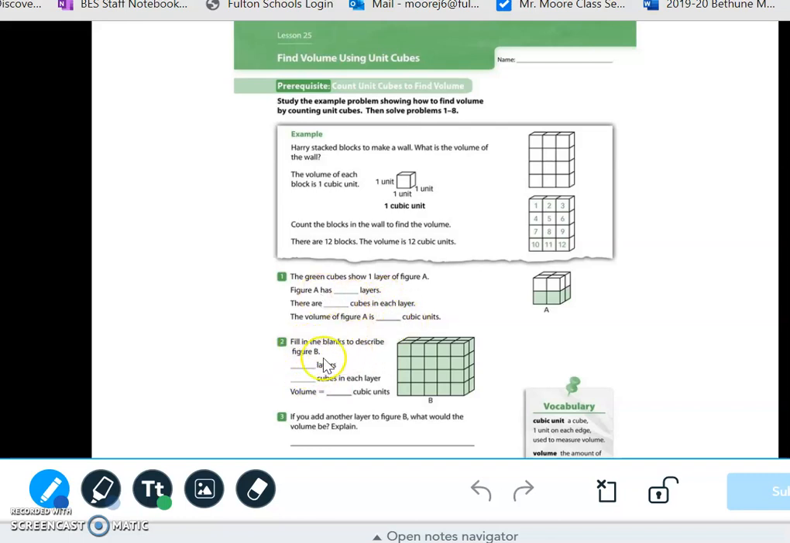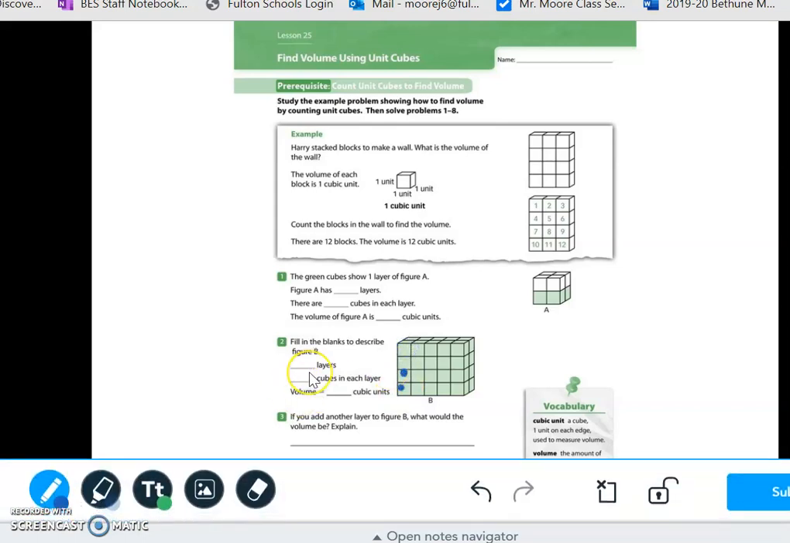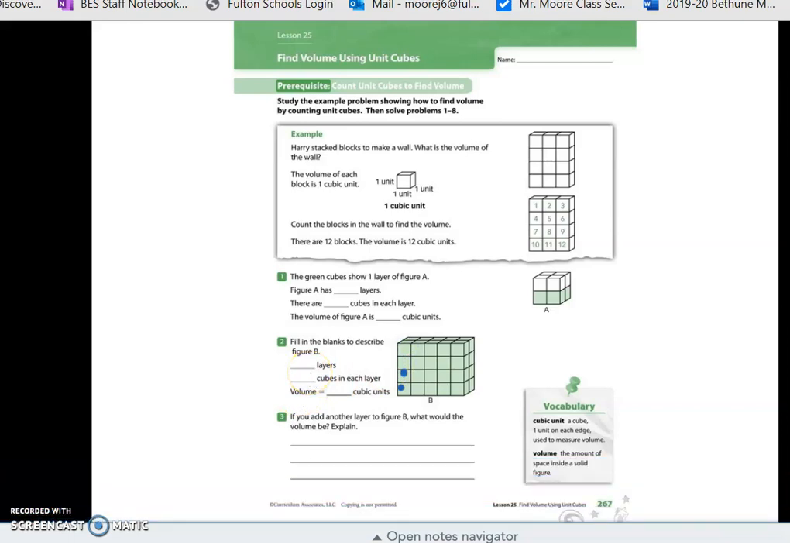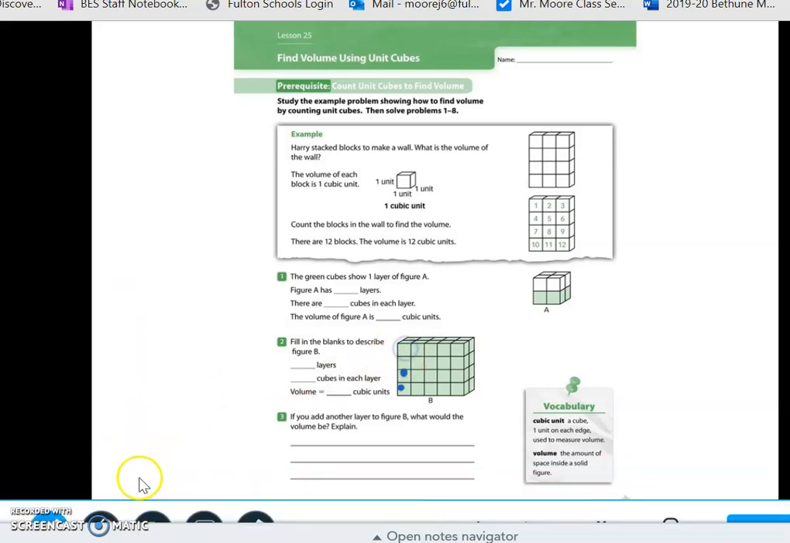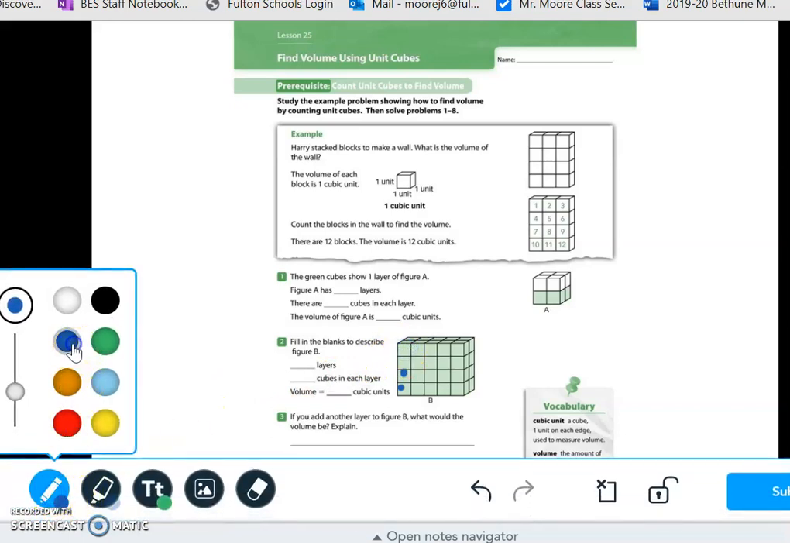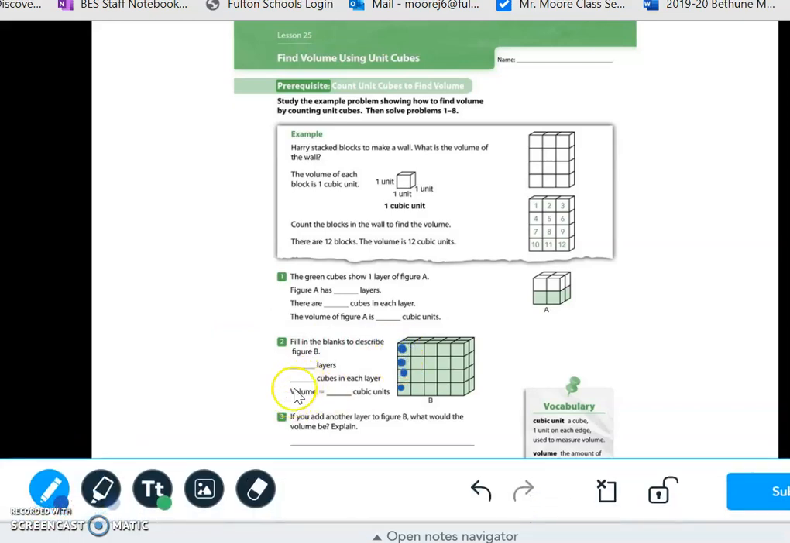It says fill in the blank to describe figure B. So we have B here. How many layers do we have here? So we can see we got 1, 2, 3, 4 layers here. So we can type our layers out. That's 4 layers here. Let me type my last layer. All right, we got 4 layers here.